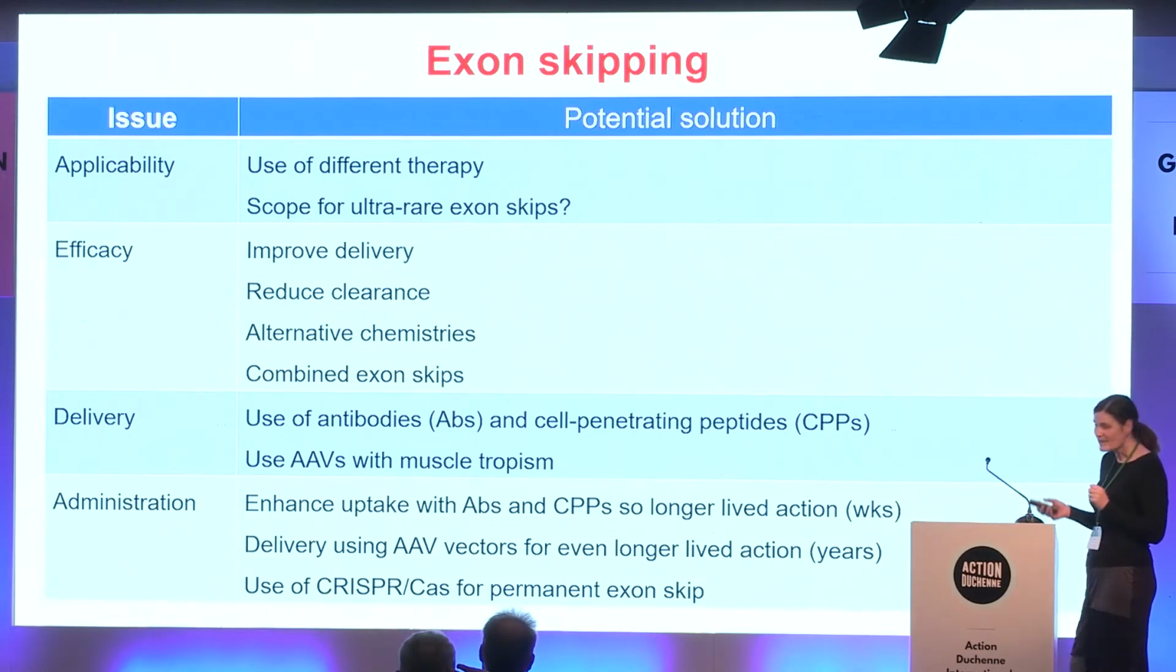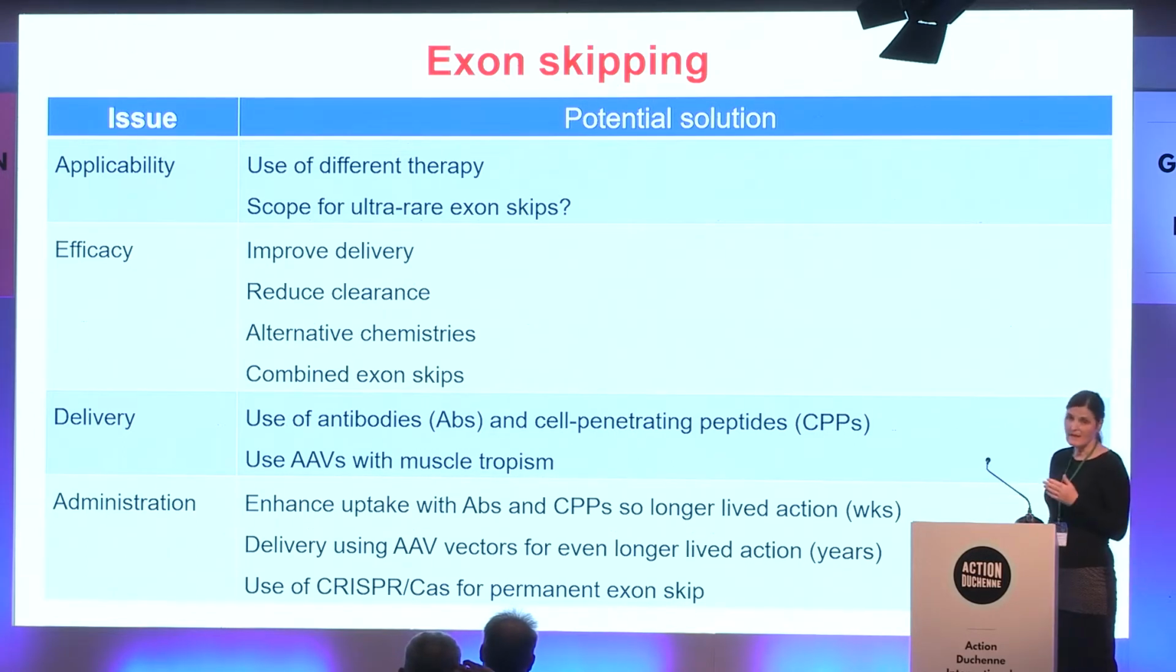But again, I've tried to think of how we can address these, and people are working on this, obviously. So the applicability, because it's mutation specific, there are other therapies being developed, some which could treat all patients, and we'll hear about them tomorrow, so the microdystrophins. And I will touch on in a second the scope for the ultra-rare exon skips. So as Tom suggested, there's a mutation hotspot in the dystrophin gene between exons 45 and 55, and many antisenses are being developed for those exons, but for exons in other positions on the dystrophin gene, there are not so many patients who are eligible.